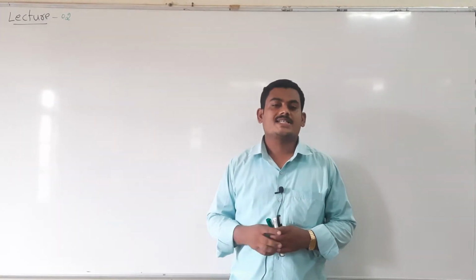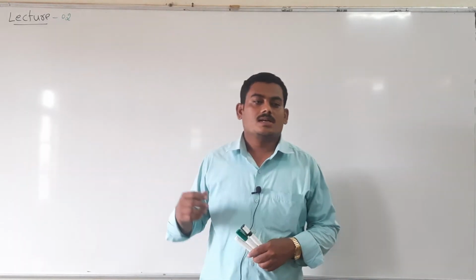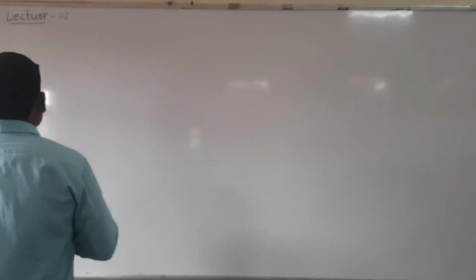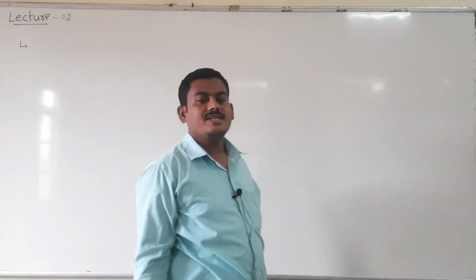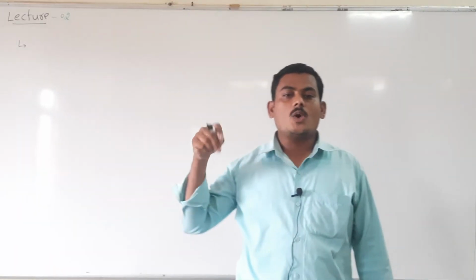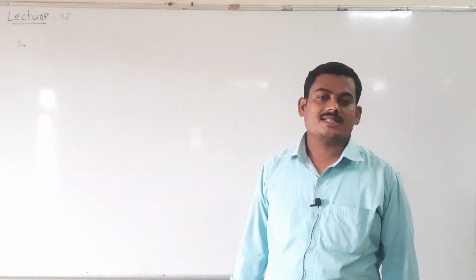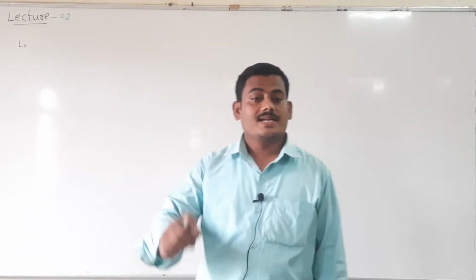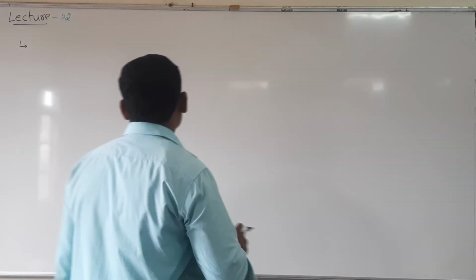Let's continue our discussion on tangents and normals. What is the meaning of slope of the tangent? Throughout tangents and normals, dy by dx is nothing but the slope of the tangent line. dy by dx at a given point, right?